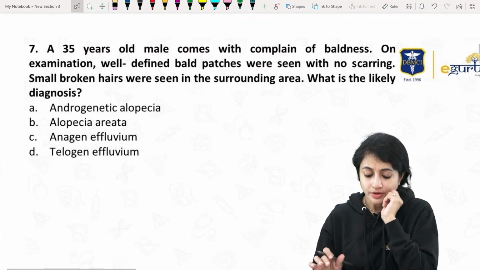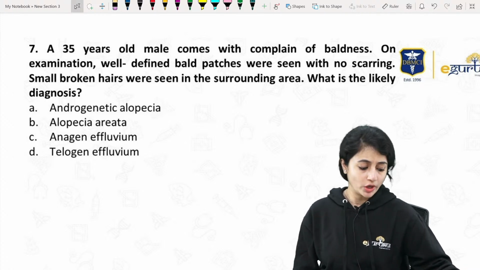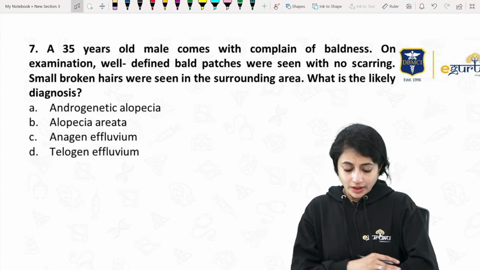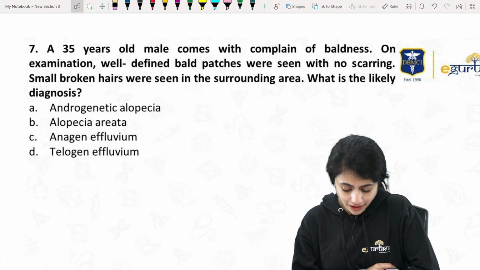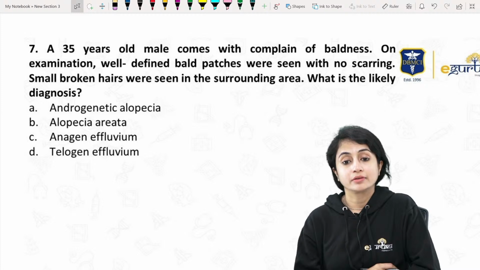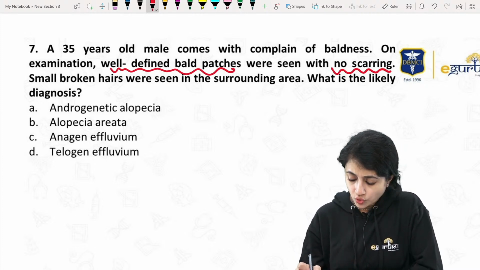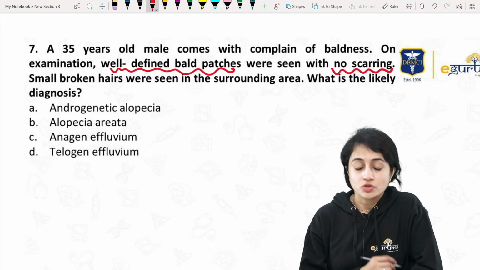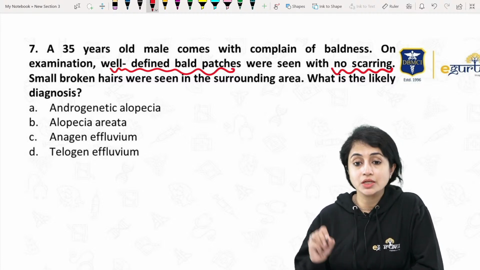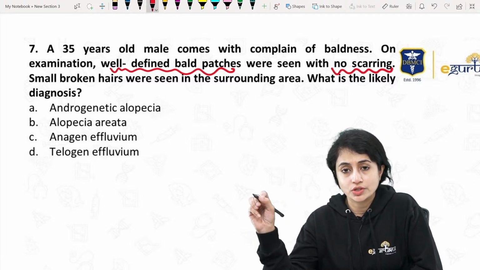Next, a 35-year-old male comes with complaints of baldness. On examination, I see well-defined bald patches with no scarring. Small broken hairs were seen in the surrounding area. What is the most likely diagnosis?